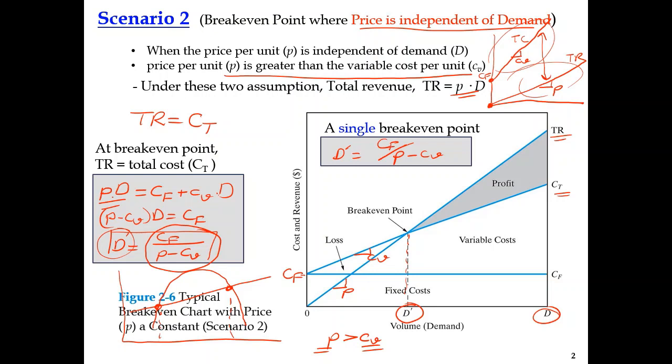And as you can see, for the region when the demand value is less than the break-even point in this alternative, we are losing. So this region over here is the region of loss. And if the demand is larger than this value, we are making profit. The maximum profit appears at the maximum demand level. As you continue to sell more and more products, you make more profit when the price is independent of the demand.